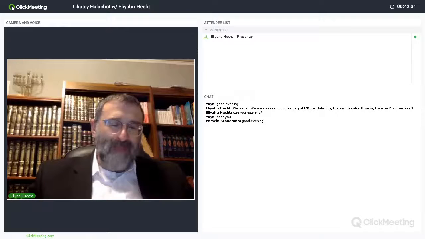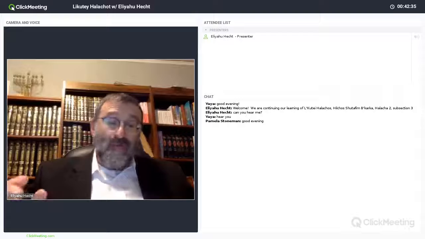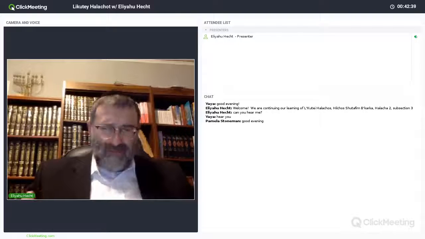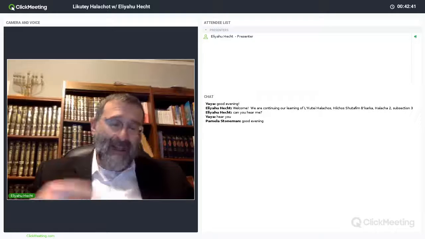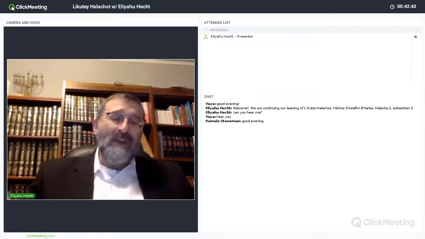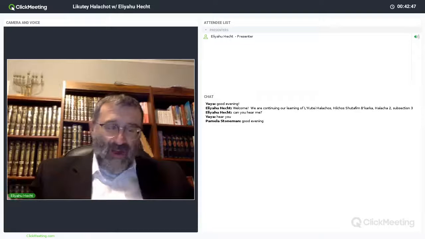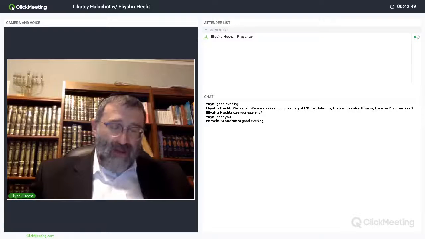Why the Chachamim specifically? We're in the middle of a sentence here. Why the Chachamim specifically what? The end of the sentence is: why do the Chachamim specifically require that you put up this cross beam and this vertical beam?